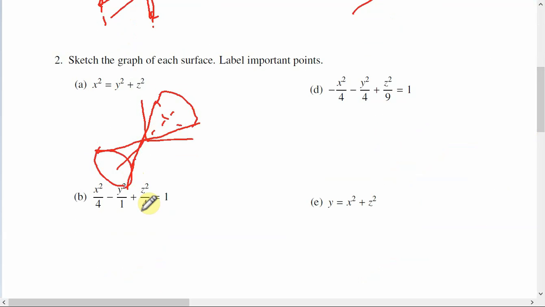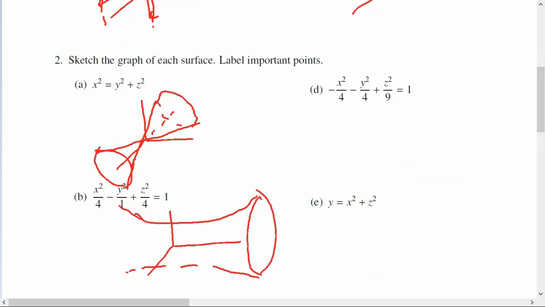Here we have 1 minus sign, tells me I have a hyperboloid of 1 sheet, and because the y is the one that's negative, it's the odd one in here, so it's going to be going along the y-axis. So hyperboloid of 1 sheet along the y-axis, so it's going to come along something like that. And underneath here as well. So there's my hyperboloid of 1 sheet.